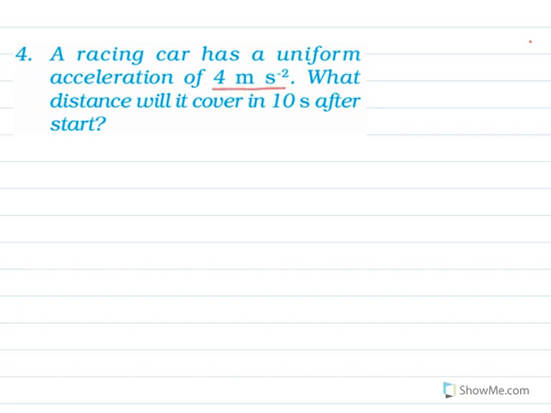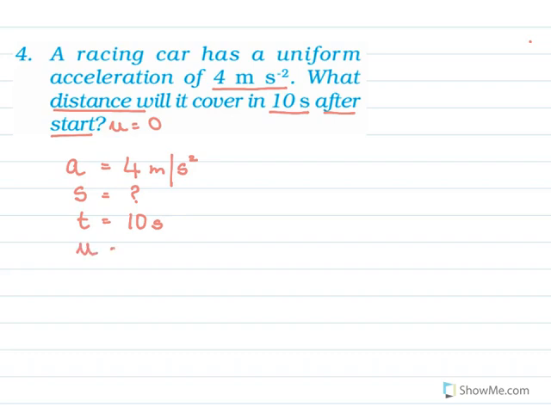A racing car has a uniform acceleration of 4 meter per second square. So acceleration 4 meter per second square. What is the distance it will cover? So distance is question mark. In 10 seconds. So time 10 seconds after start, which means u equal to 0.